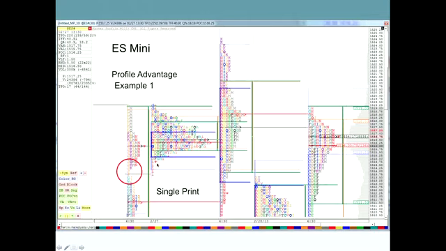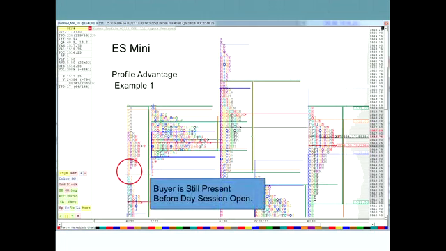Coincidence, random stuff. Right, exactly. That buyer is still buying right there, okay? Now, we're going to move on, and we're going to take a look at what happens the following day when the session opened. Buyer is still present. They have not gone away.